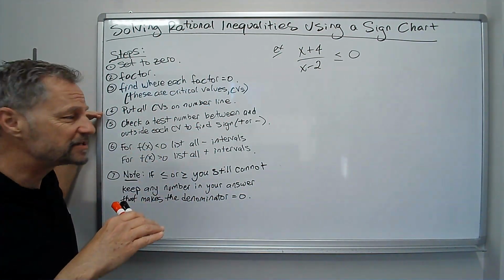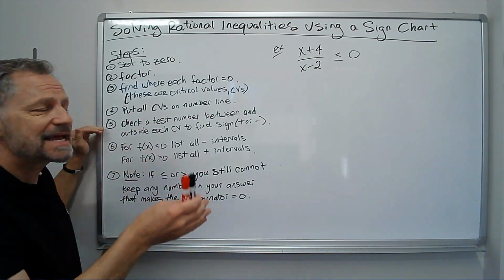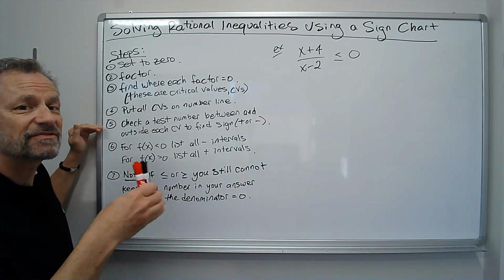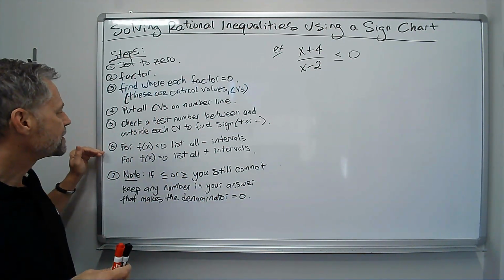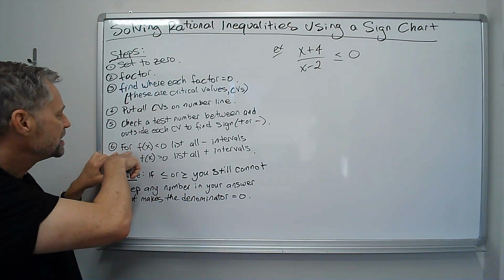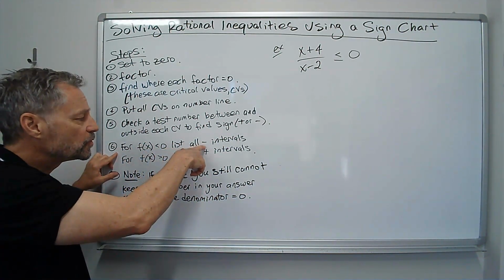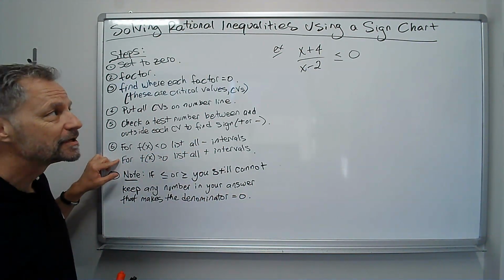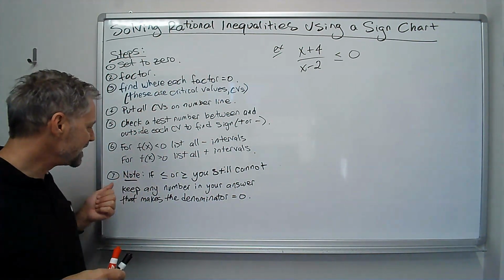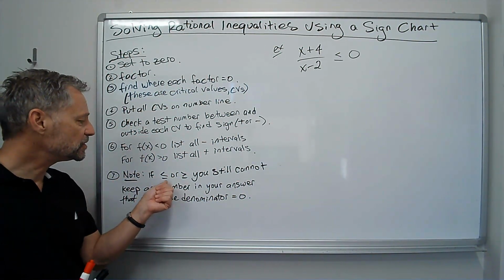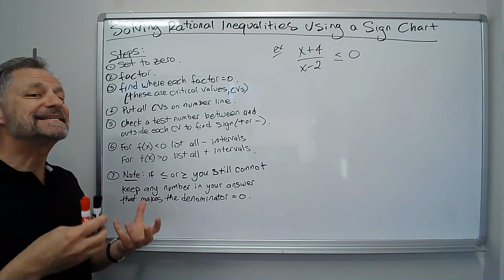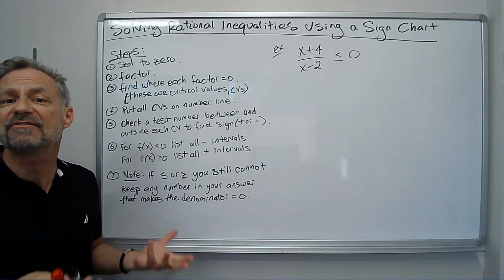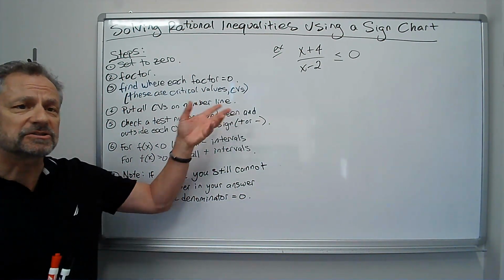We're going to put the critical values on a number line, check a test number between and outside each of the critical values to see if it makes each of those factors positive or negative. And then if we're looking for less than 0, we're looking for all the negative intervals, greater than 0 for all the positive intervals. But with rational, there's one more step: if we have a less than or equal or a greater than or equal to, we still can't use as part of our answer whatever makes the denominator equal to 0, because it's undefined there.